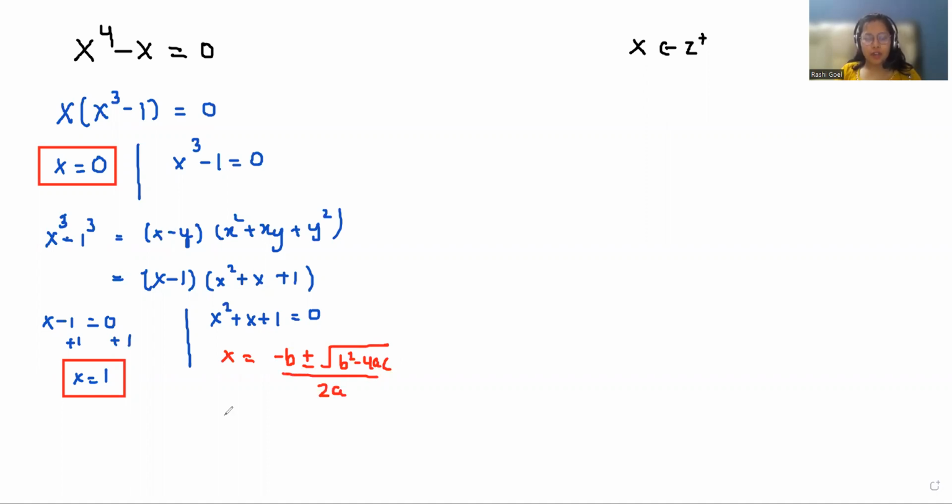Now the value of a is the coefficient of x square, that is 1. The value of b is the coefficient of x, that is 1. And the value of c is the constant, that is 1. So x is equal to minus 1 plus minus under root 1 square minus 4 times a times c, divided by 2 times a.